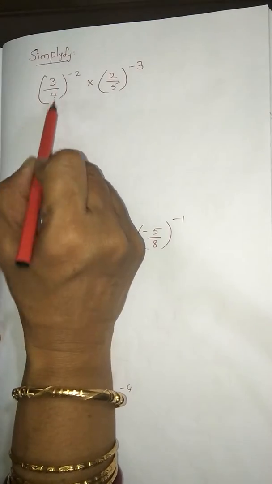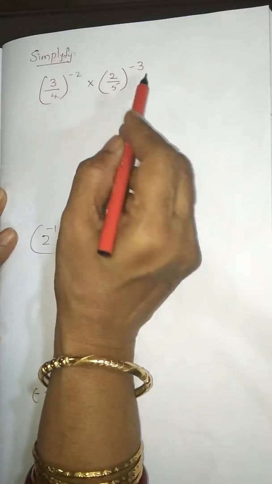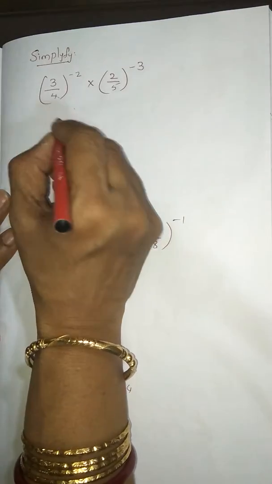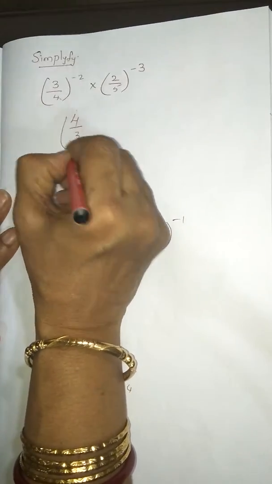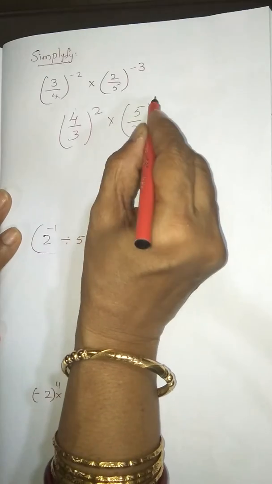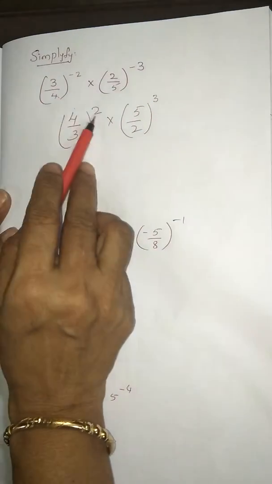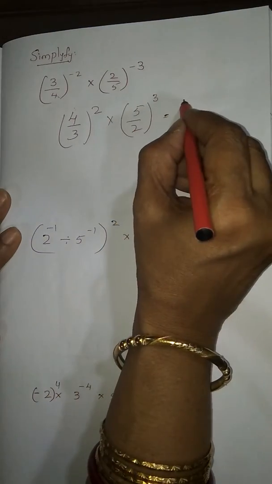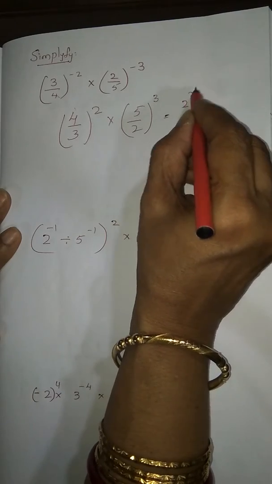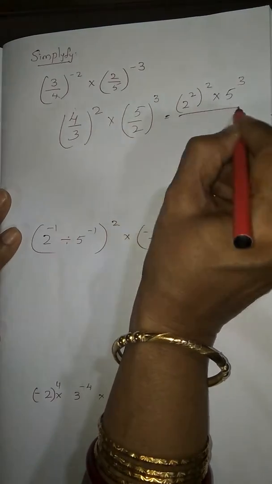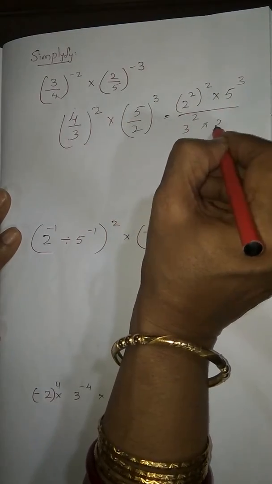Now we will simplify this expression. So again we will convert the negative exponent to a positive exponent, which will make our working very easy. So we will write this as (4 by 3) whole squared into (5 by 2) whole cube. So we are writing the reciprocal, so the exponent will become positive. So this is equal to 4, again we can write it as 2 squared, the whole squared, into 5 cube by 3 squared into 2 cube.